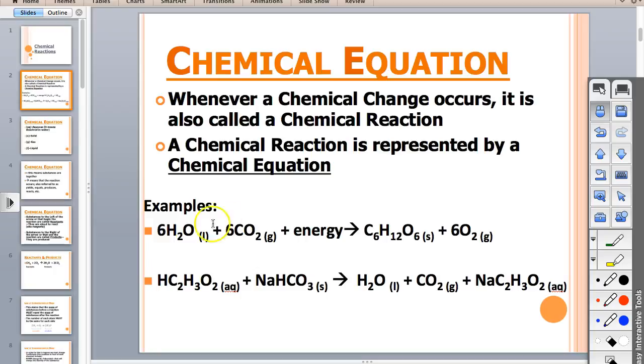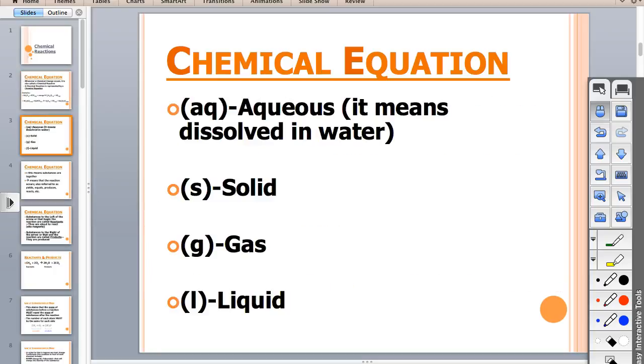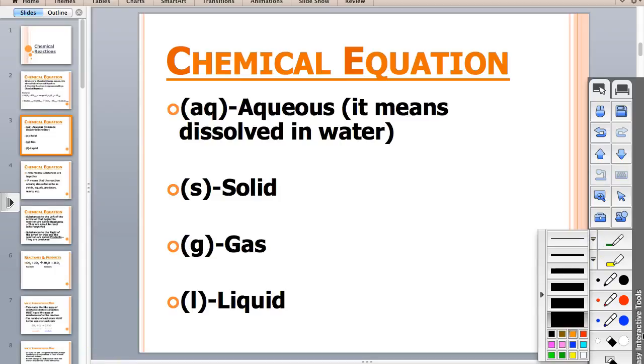We have our reactants, and sometimes energy goes into them, and we get products. You can see here that we have these little L's and G's, and those are state symbols: liquid, solid, gas. And we have aqueous as well. If you are looking at an equation and it has an AQ beside it, that means it's dissolved in water. If I have an ionic compound, let's say I have sodium chloride, right?